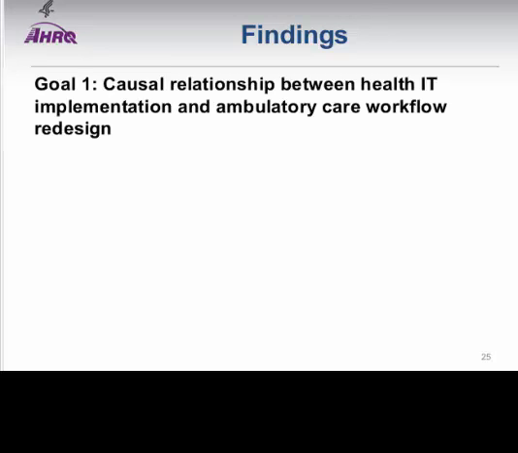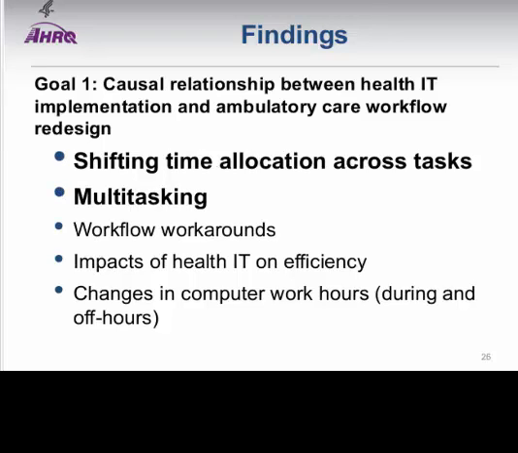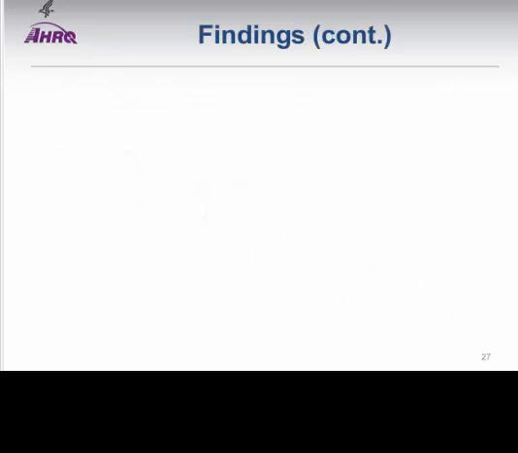So first, looking at the findings that relate to the first goal, we had 5 major areas that we had findings in, and I will focus on each of them in order. So we're going to start with the shifting time allocation across tasks and multitasking.